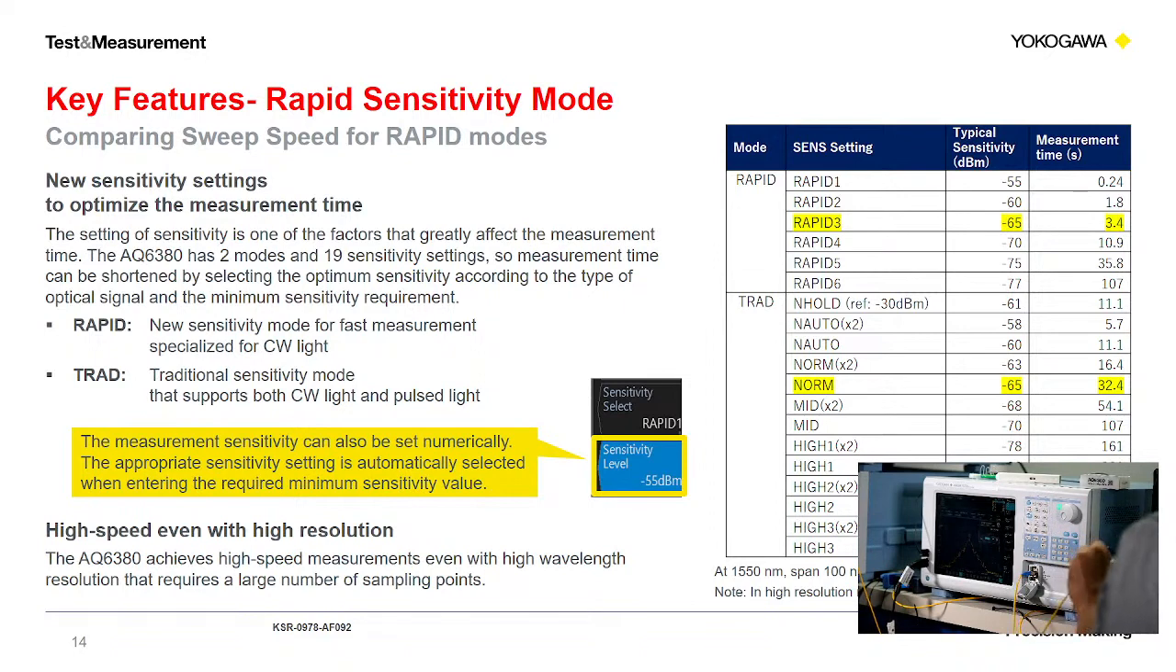That has a sensitivity spec of -65 dBm. So if you need that sensitivity value to make a measurement, traditionally you would use the normal mode and it would take over 30 seconds to make that measurement. But with this rapid sensitivity mode, you can do that in 3.4 seconds, almost 10 times faster. So depending on settings, it could be up to 20 times faster, but this is just an example showing you that it's just considerably faster when you use the rapid sensitivity mode.